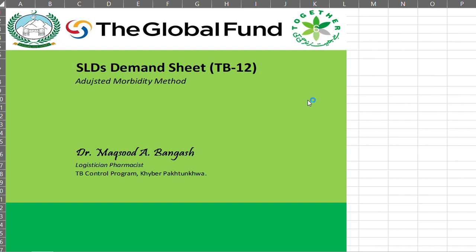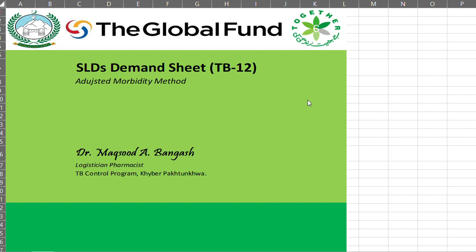So we decided to convert this demand and supply method by quantifying the drug through the adjusted morbidity method. This is actually the morbidity method based on the cases. After the quantification, we will adjust it according to the previous consumption trend or pattern. So let's start the presentation with the dosage chart.